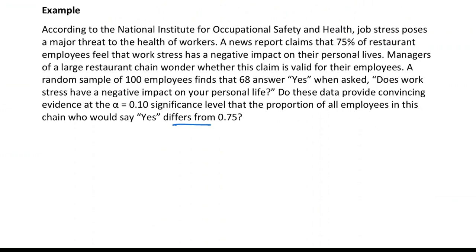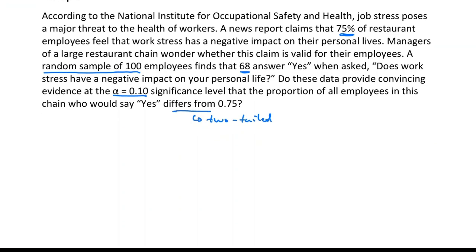0.75? Okay, so we've got a lot of information in here, a lot of words, but basically what we have is a random sample of 100 employees. A news report claims that 75% of employees feel stressed. And this particular survey of 100 found that 68 of those 100 answered yes. So again, we're going to have to find the proportion from that, and we're going to use alpha equals 0.1. And the differs from means that this is two-tailed, right? This means it could be greater or less than. Does it differ from?